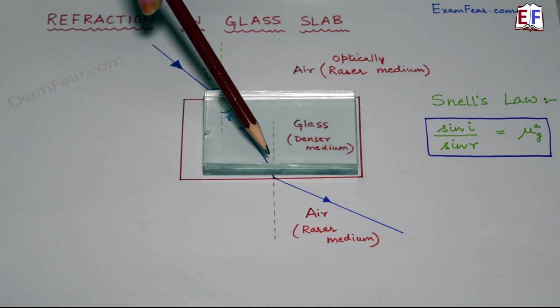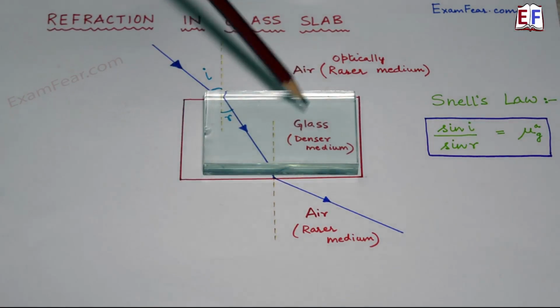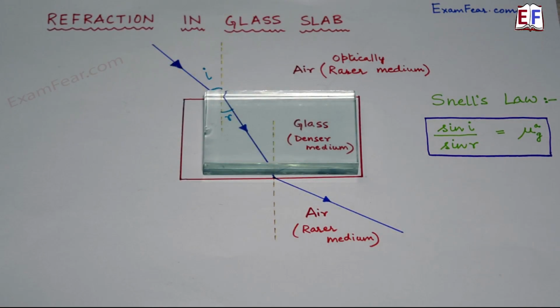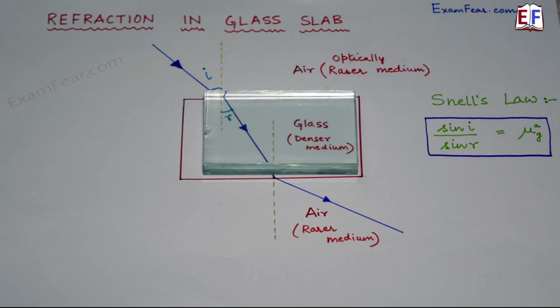Now again, as the ray reaches the other face of the glass slab, it again encounters a change in medium, but this time it moves from a denser medium, that is glass, to a rarer medium, that is air. So this time again bending happens, but now the ray bends away from the normal. Now in this entire phenomenon of refraction, it is observed that the phenomenon that takes place at this surface and the phenomenon that takes place at this surface are exactly reverse of each other.